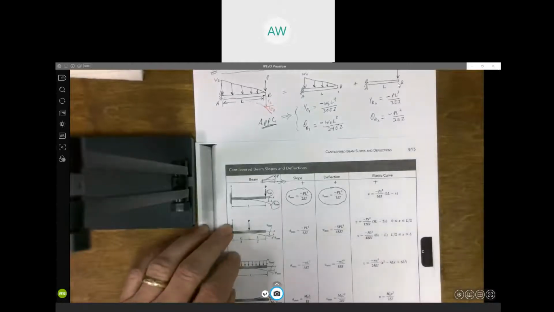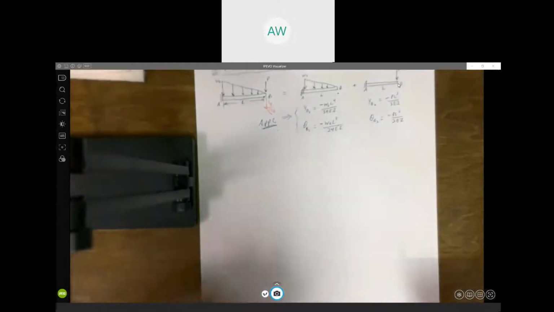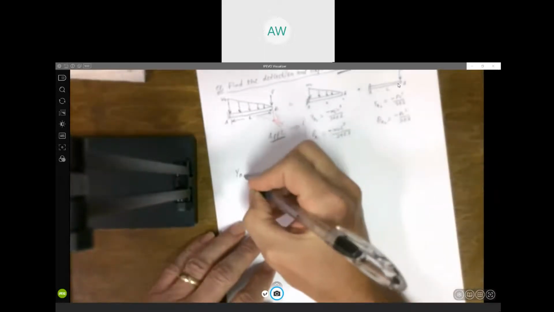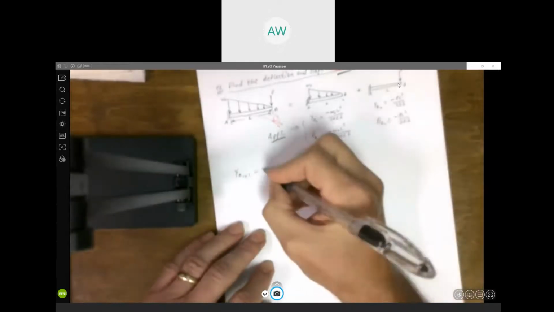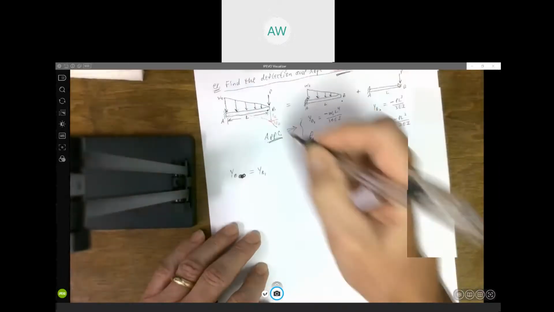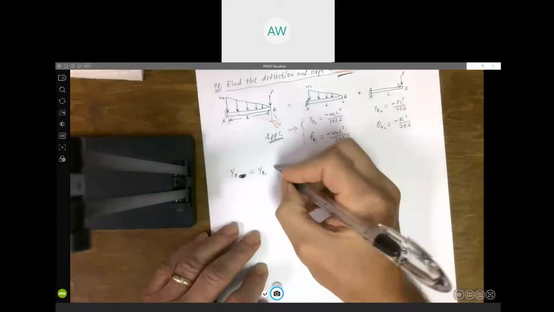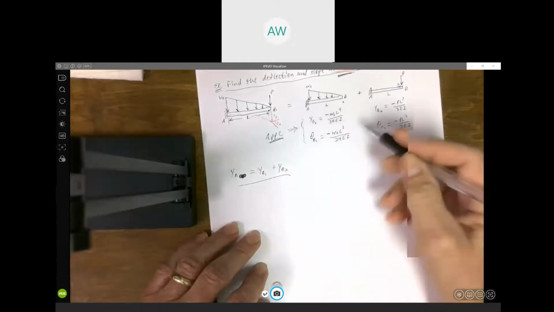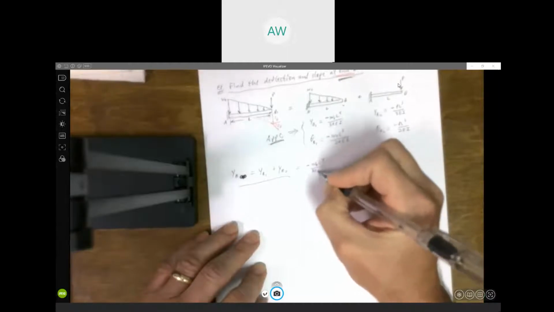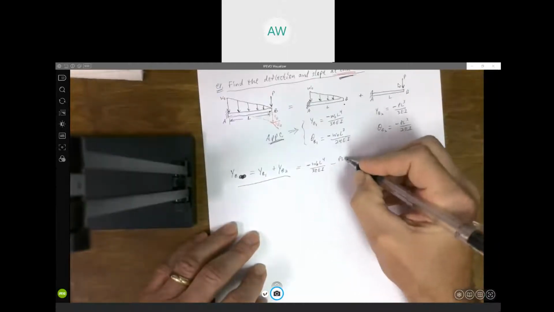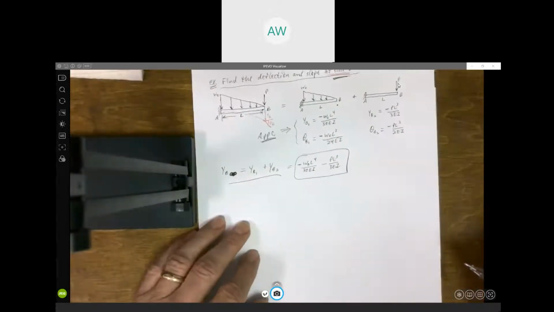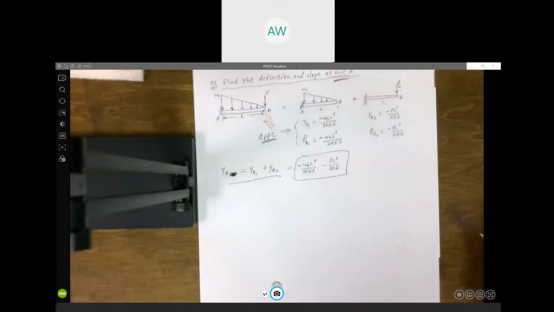All right, all we've got to do now is just add them together. So if we want deflection, just add them together. So take YB1. This is just the deflection at B. So just add those together. We got minus W naught L to the fourth over 30 EI minus PL cubed over 3 EI. That's it. Whole lot shorter and easier than what we did yesterday.